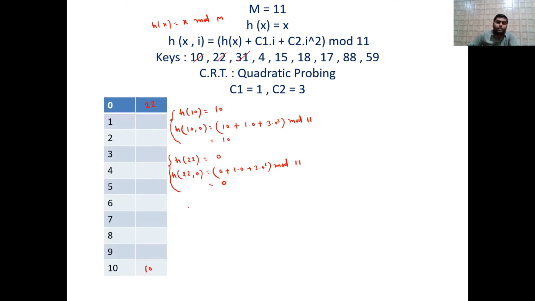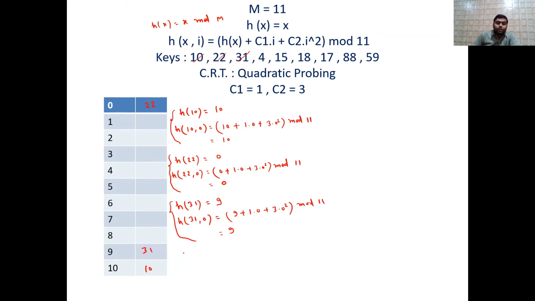Now 31, observe very carefully. H of 31 is 31 mod 11. 11 times 2 is 22 and the remaining is 9, so 9 will be the answer. The ninth place is available, so it is stored. But anyhow, calculate H of 31 comma 0. H of 31 is 9 plus C1 which is 1 into probe number 0, plus C2 which is 3 into probe number 0 square, and mod of 11. So this gives 9 plus 0, and 9 mod 11 is 9. Ultimately the ninth place is available, so 31 will be stored at 9.